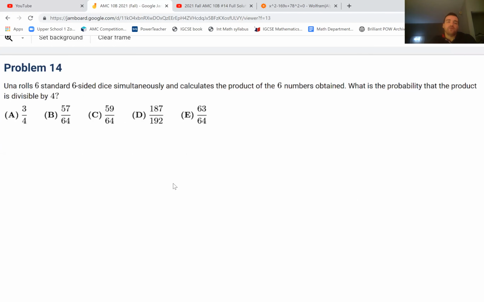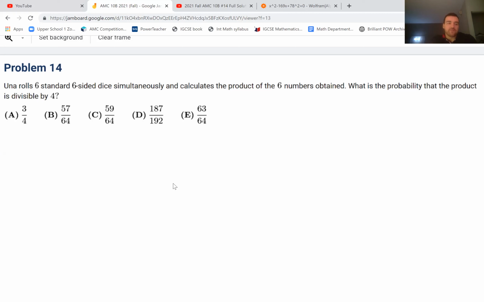So okay, it says Una rolls six standard six-sided dice simultaneously. Wow, that's a tongue twister. Six standard six-sided dice simultaneously, and calculates the product of the six numbers obtained. What is the probability that the product is divisible by 4? Okay, well, how would the product be divisible by 4?